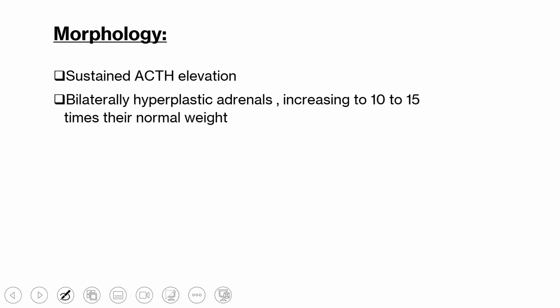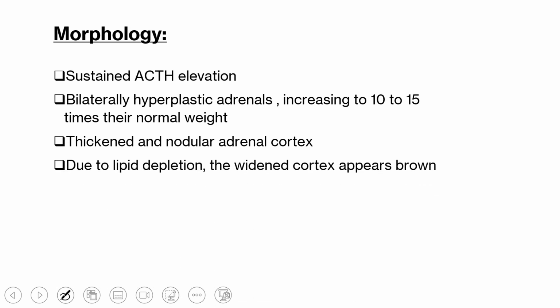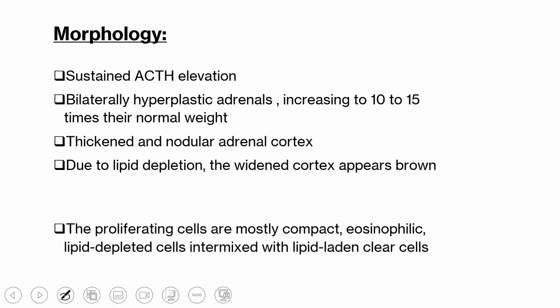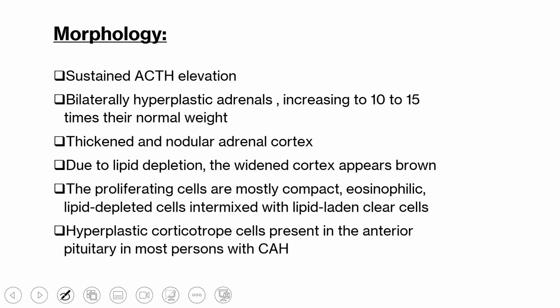So there is a bilateral hyperplasia of the adrenal glands, and its weight increases to 10 to 15 times more than the normal weight, and the thickened and nodular adrenal cortex can be seen, and this widened or thickened cortex appears brown due to the lipid depletion, and the proliferating cells are mostly compact eosinophilic lipid-depleted cells that are intermixed with the lipid laden clear cells. And so hyperplastic corticotrope cells can also be seen in the anterior pituitary in most persons with congenital adrenal hyperplasia.